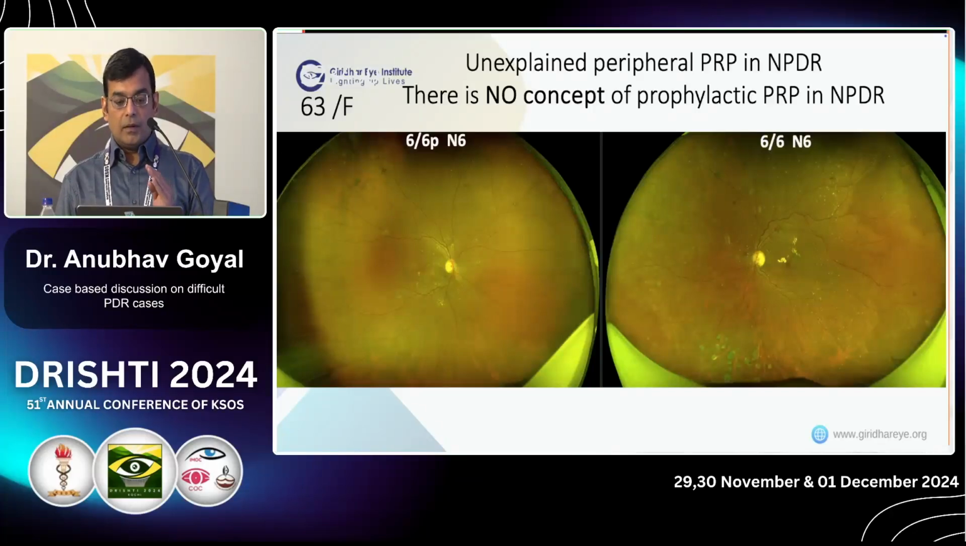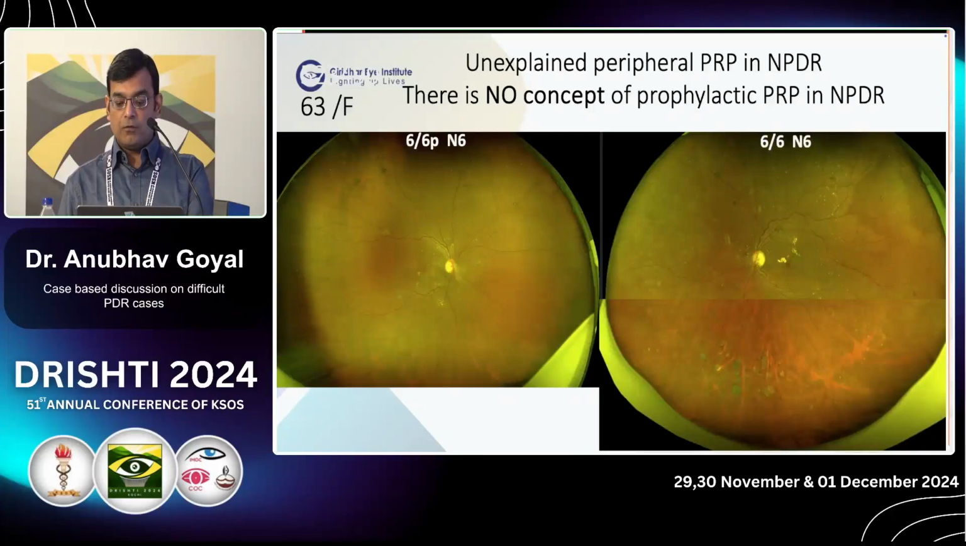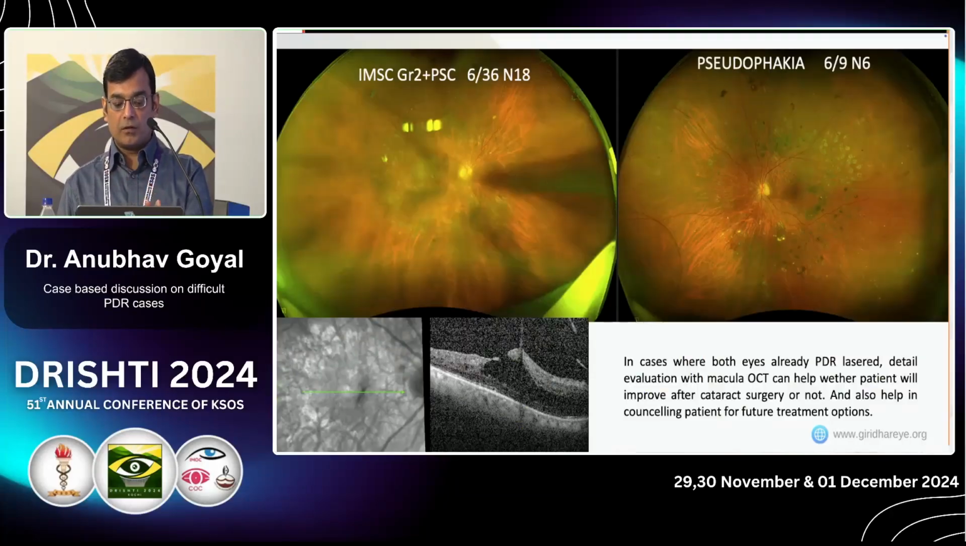So there is no concept of prophylactic PRP in NPDR. Like in this patient, inferior PRP laser was done by some surgeon saying that you might need laser. There's no role, because you are killing normal retina also with laser. It's a photocoagulation treatment. You should not give prophylactic PRP until you are confirmed that it's a PDR.